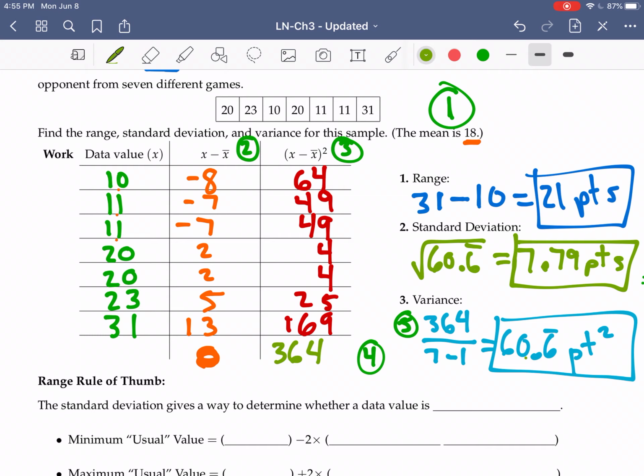In the next video, we're going to take a look at what the standard deviation tells us. What can it tell us about data values and the data set itself? We will talk to you in the next video.